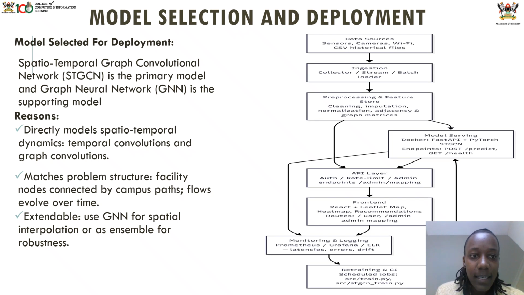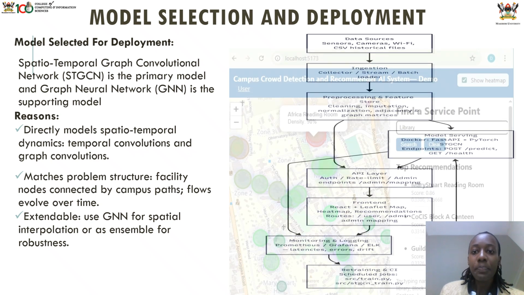Then here, this is the model that was selected, and this is the architecture, and these are the reasons: because it combines both spatio-temporal dynamics, and then it was extended with a GNN for spatial interpolation, or as an ensemble.